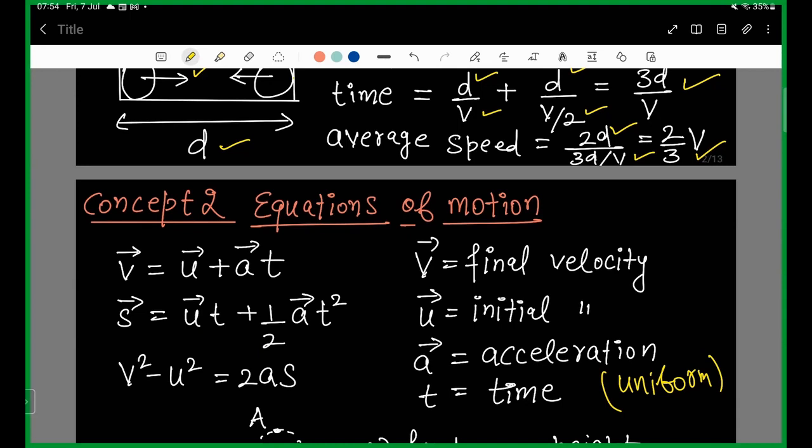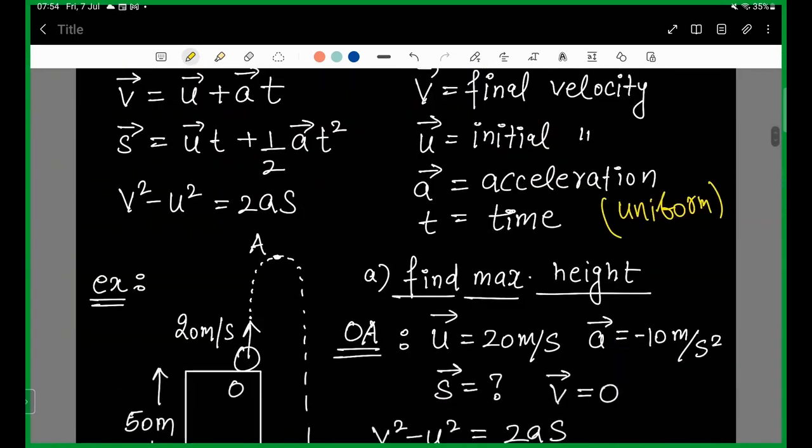So your object starts doing some motion. Let's say initially it has some velocity, so that will be your u. a is acceleration and t is time. And s is the total distance or total displacement. So s will be the displacement of an object. Fine, so this is your equation of motion.